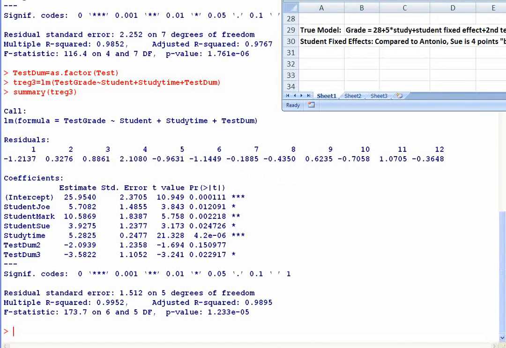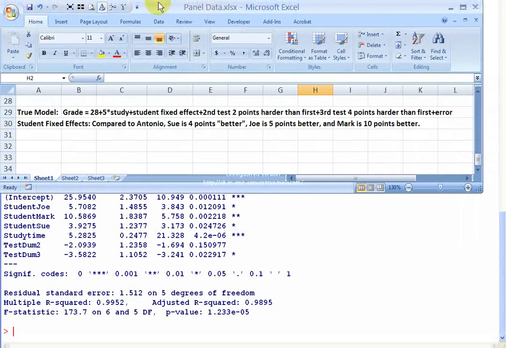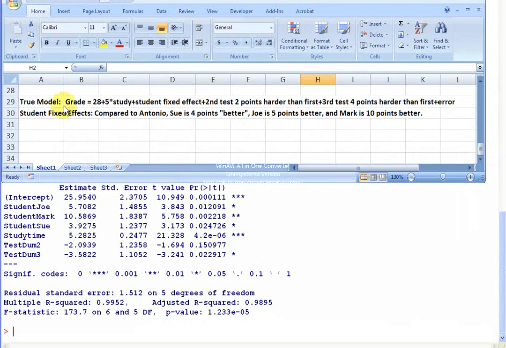So here's how I set up the true model. I said, okay, give each student a score where the y-intercept is 28. Our estimate is about 26, so that's pretty close. Plus 5 times the hours studied was used to generate this data. So that's here, study time, 5.3. That's pretty close to the actual model that created it.